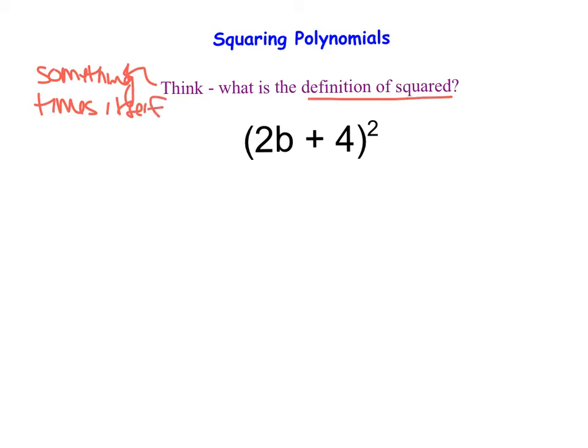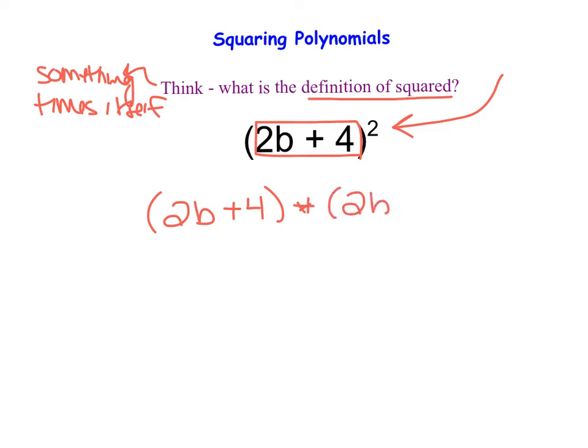So if we take the definition of squared and apply it to this expression that we see on the screen, when we take 2b plus 4 quantity squared, we're really saying take 2b plus 4 and multiply it times itself. So every time we see the squared, we want to take a moment and write out what this actually means. This actually means 2b plus 4 times 2b plus 4.